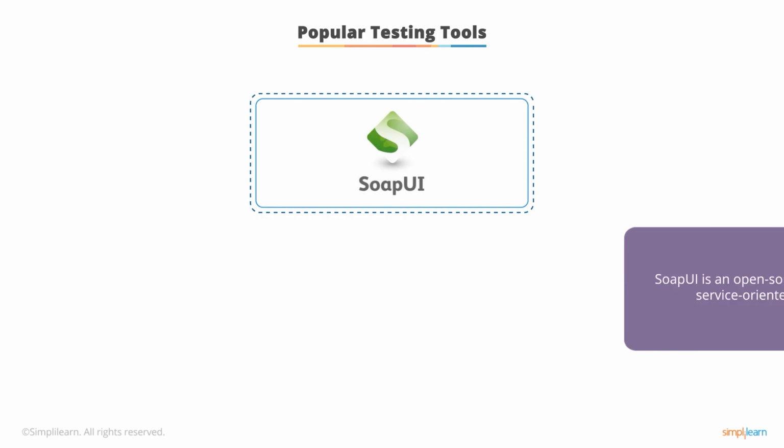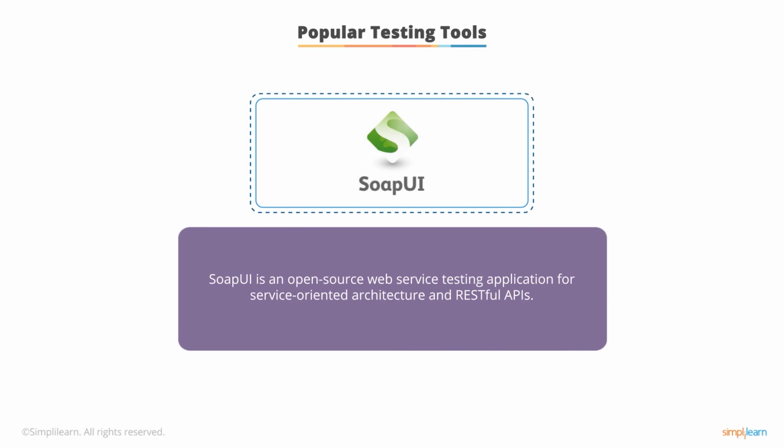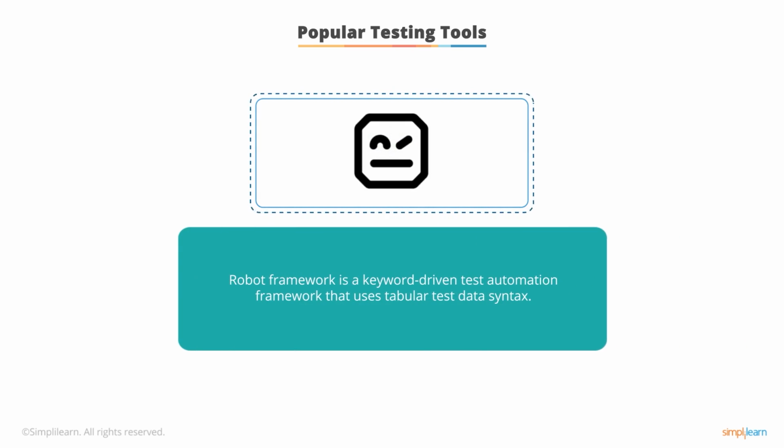Popular testing tools. SoapUI is an open-source web service testing application for service-oriented architectures and RESTful APIs. Robot Framework is a keyword-driven test automation framework that uses tabular test data syntax.